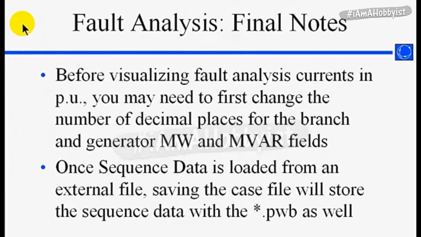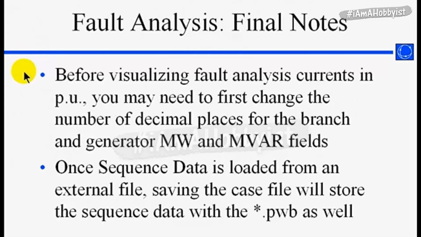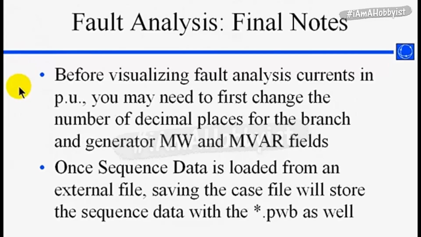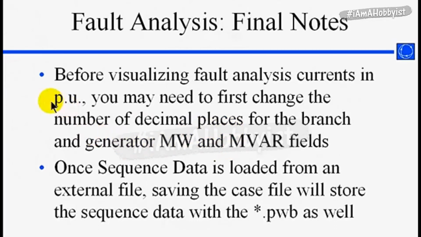One suggestion for visualizing fault results on a one-line diagram is that you might want to change the number of decimal places that are shown so that you can see the subtle differences in the per unit voltages at different points in the system. Also a note that the sequence data can be saved with the PWB format, although generally it is not saved in the raw file format or other external text file formats. This concludes this session on Simulator's Fault Analysis tool.